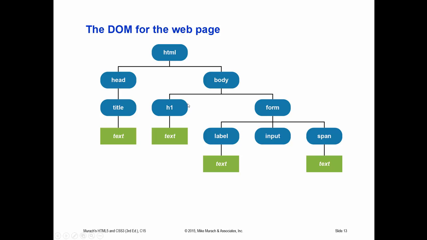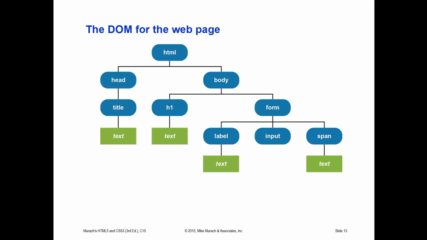We've got a body with an H1 that has some text, with a form that has a label, an input, and a span. And the label and the span both have text. What these are considered, each one of these blue boxes, and actually I think the green ones too, is they're considered DOM, Document Object Model, nodes. All right? These things that are right here, everything that you see right there, all that stuff, those are elements.